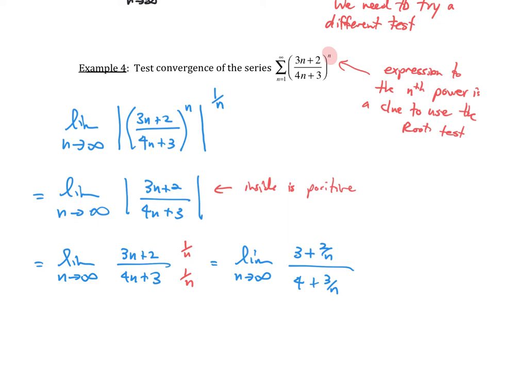Now, when I take the limit as n goes to infinity, the 2 over n is going to go to 0, and the 3 over n is going to go to 0, because the top is constant while the bottom is exploding. So in the end, we're going to get 3/4. This is our L, and this is less than 1.